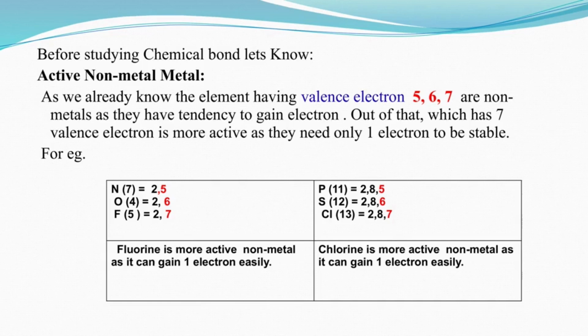Like that, in the case of phosphorus, sulfur and chlorine, chlorine is more active because it requires only 1 electron to become stable, whereas sulfur requires 2 and phosphorus requires 5. So, out of nitrogen, oxygen and fluorine, fluorine is the more active non-metal, whereas among phosphorus, sulfur and chlorine, chlorine is the more active non-metal, as it can gain 1 electron easily compared to the others. Is it clear? Now, next slide.